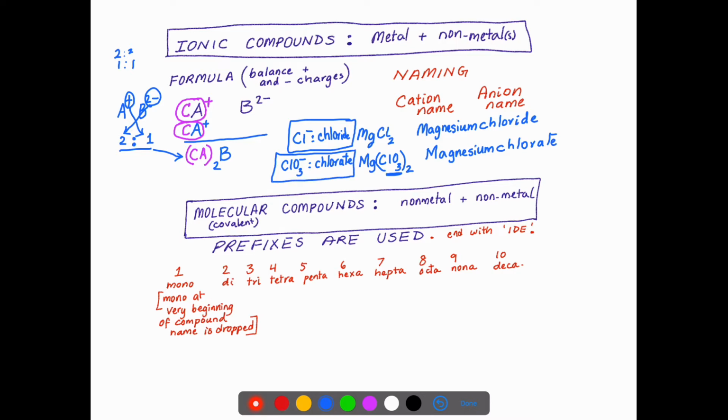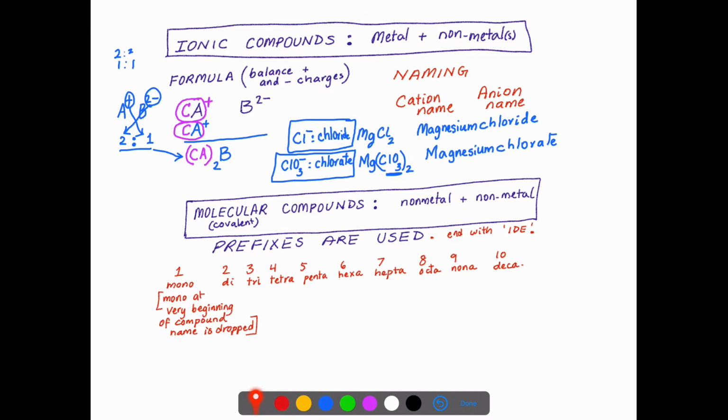Most of the confusion comes from how you end the name. If you just have monoatomic ions, this is just chlorine, right? So it ends with chloride. We learned about monoatomic ions in lecture 2, the last video. You get them from the periodic table, and the name ends with "ide." ClO3 negative is called chlorate. So that's what you do for ionic compounds.